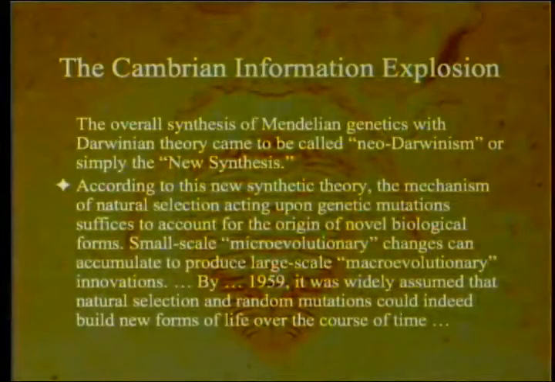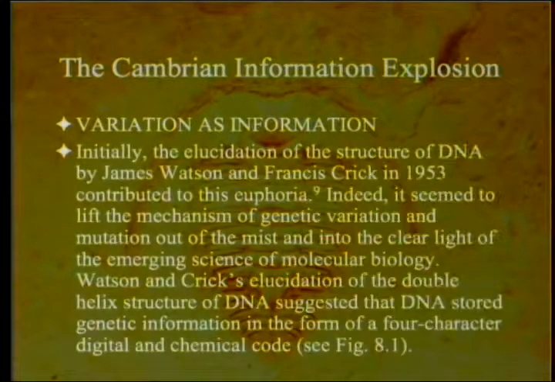By 1959, it was widely assumed that natural selection and random mutations could indeed build new forms of life over the course of time. Variation is information. Initially, the elucidation of the structure of DNA by James Watson and Francis Crick contributed to this euphoria. Indeed, it seemed to lift the mechanism of genetic variation and mutation out of the mist and into the clear light of the emerging science of molecular biology.